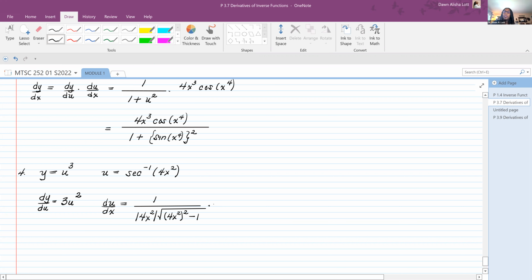I got to keep going in. So what do I have to multiply by? You have to multiply by the derivative of the inner, 4x squared, which would be 8x. Good.